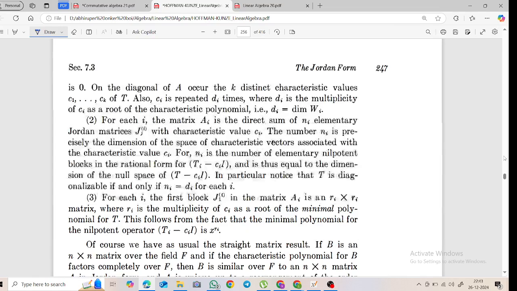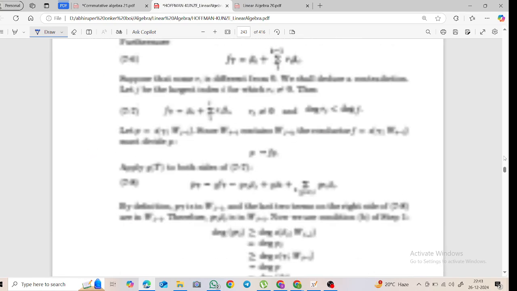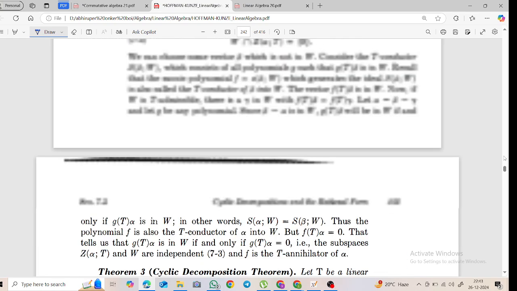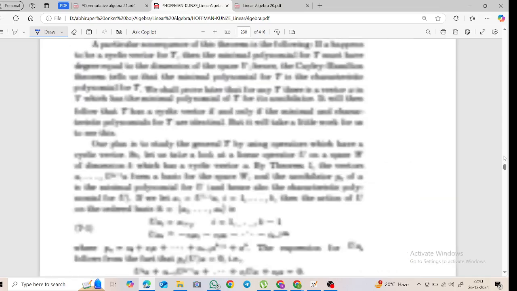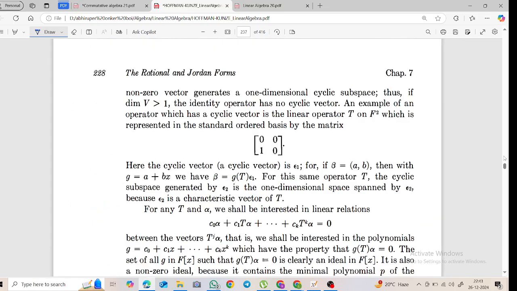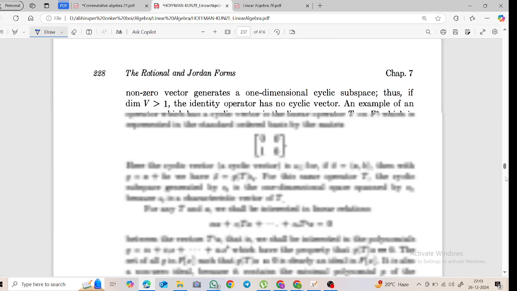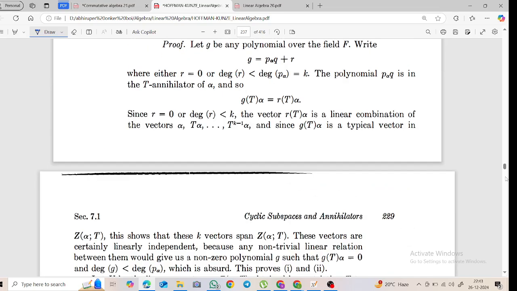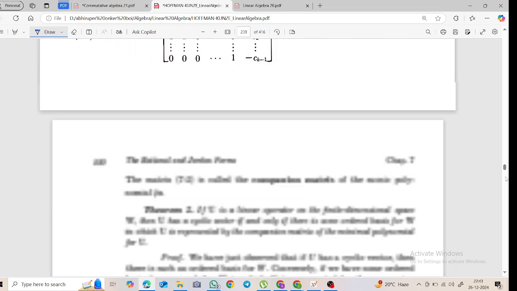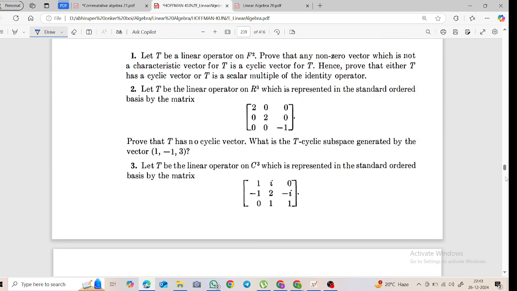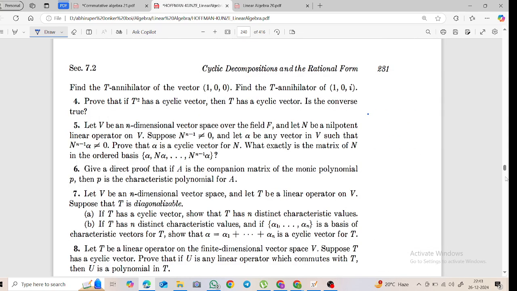Okay, so let's try 6 now. The next chapter is easier. Inner product spaces is easier. I read the whole book all by myself. Only chapters 6 and 7 I was taught by one of my professors. Okay, so try 6. We are at 45 minutes. Try 6.